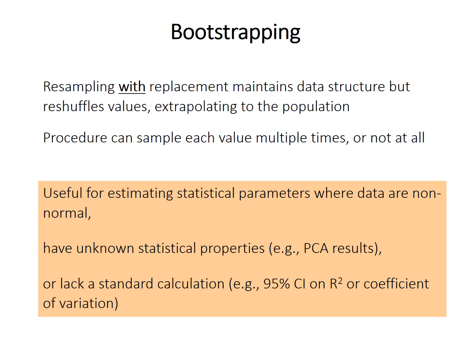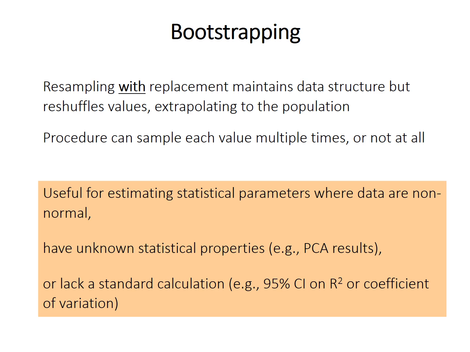So bootstrapping is resampling with replacement. It maintains the data structure. We have the same number of observations, but it reshuffles the values to extrapolate to the population. As I mentioned before, each value can be sampled multiple times or not at all. The example on the previous slide is sort of trivial because we already had a formula for the confidence interval on a mean, and so we could just use that.